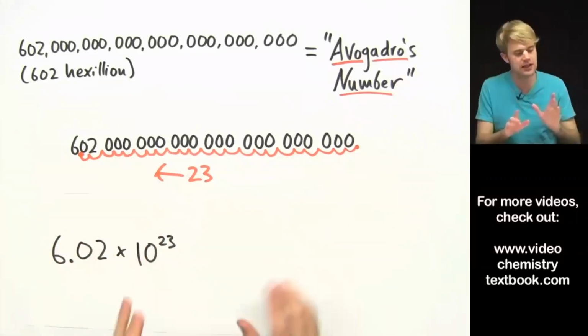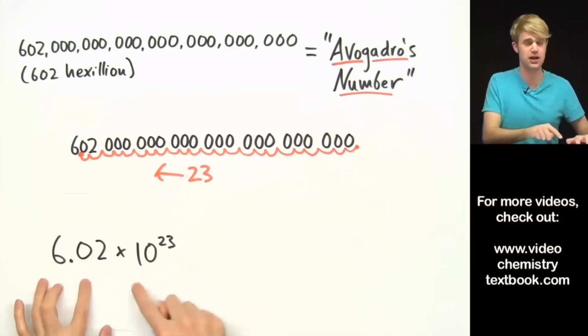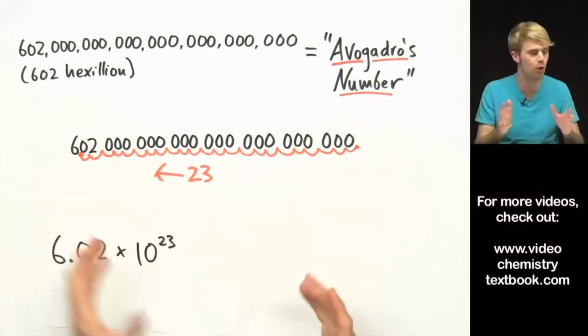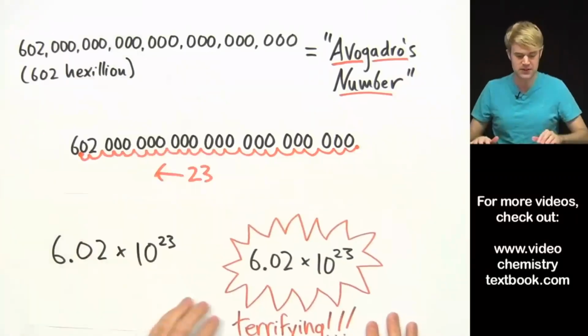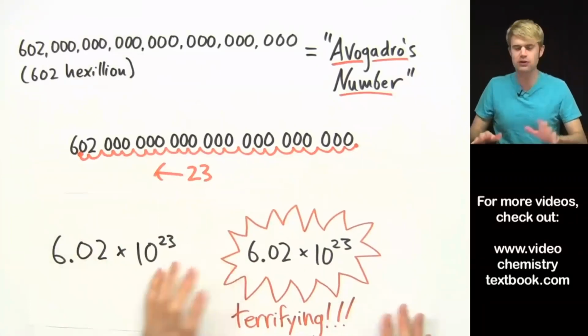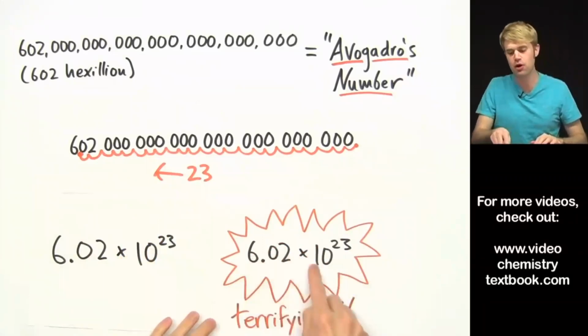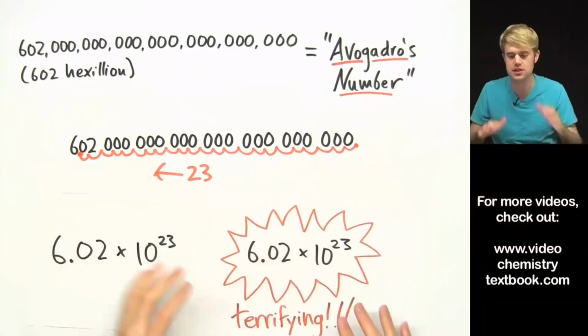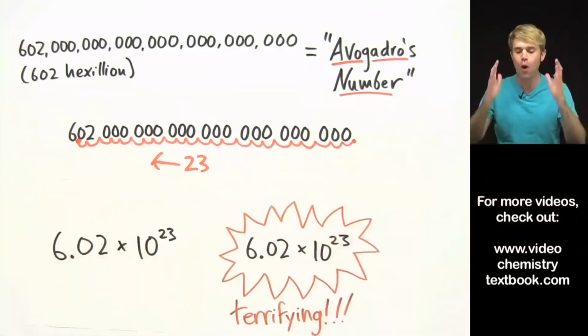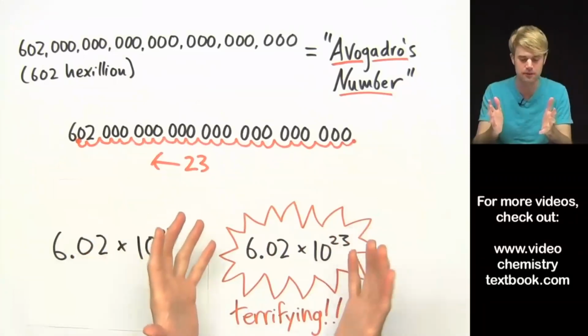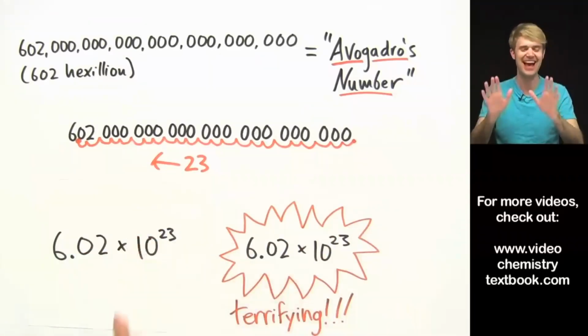Now, this is a convenient way to write this gigantic number in scientific notation, but it's also a terrible way to write it, because this number, 6.02 times 10 to the 23rd, looks terrifying, right? It's got this 10 with the exponent, 6.02 times this thing. It's like people see this number and they're like, oh my God, what do I even do with this? Relax. It's okay.